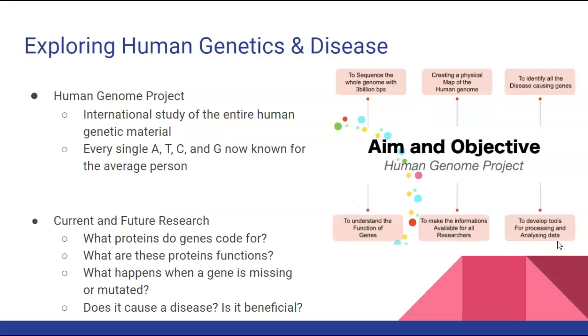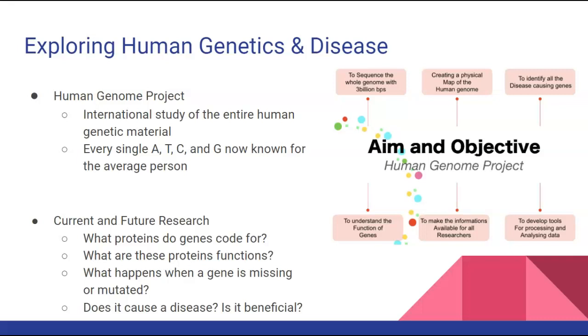The last thing we're going to talk about today is exploring human genetics and disease. One of the big things that came out of sequencing DNA and learning more about DNA replication is what's called the Human Genome Project. The Human Genome Project is a massive, absolutely massive international study of the entire human genetic material. It took 12 years.